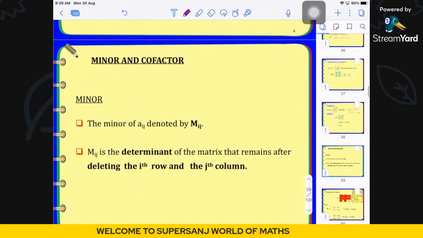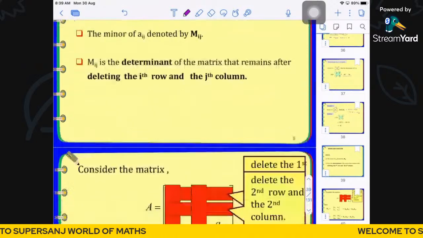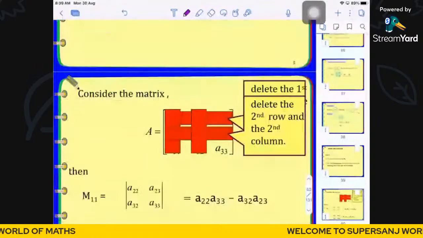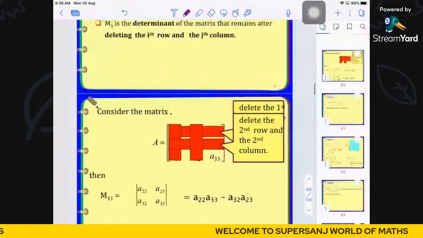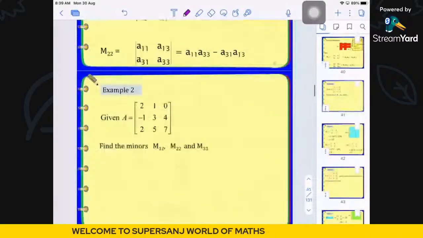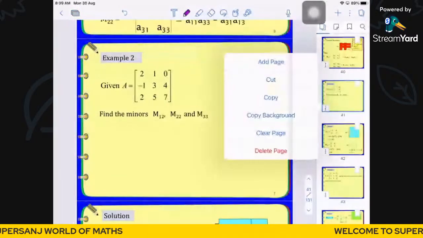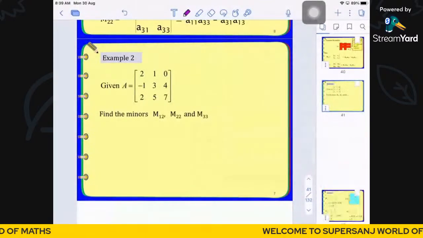Now let's see what is the minor and cofactor here. Now this is more interesting. Okay, this is more interesting. Now I will go to example number 2 straight here, and I will do together with you before we can move on. So let's see here. What is our minor and cofactor here?